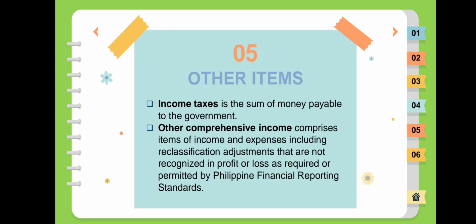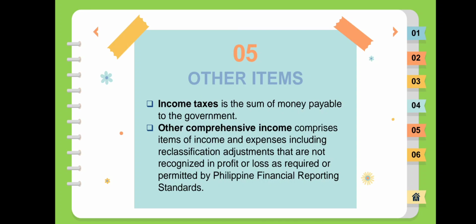We have the other comprehensive income. So this comprises items of income and expenses, including classification adjustments that are not recognized in profit or loss as required or permitted by Philippine Financial Reporting Standards. Ano ba talagang ilalagay nyo sa other comprehensive income? So these are also income of the business pero hindi pa nare-realized. Ano yung hindi pa nare-realize? So, parang marirealize siya in the future pa. Ma-earn siya ng business in the future pa.